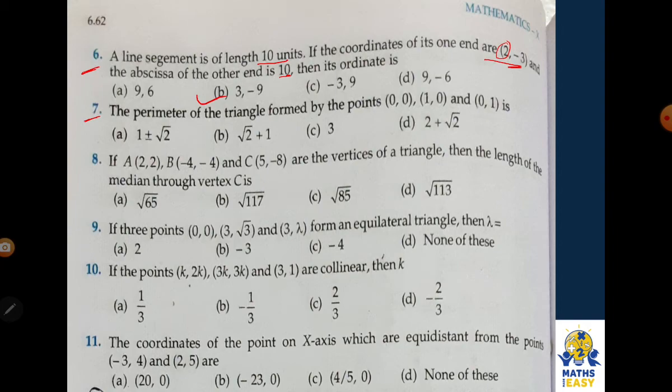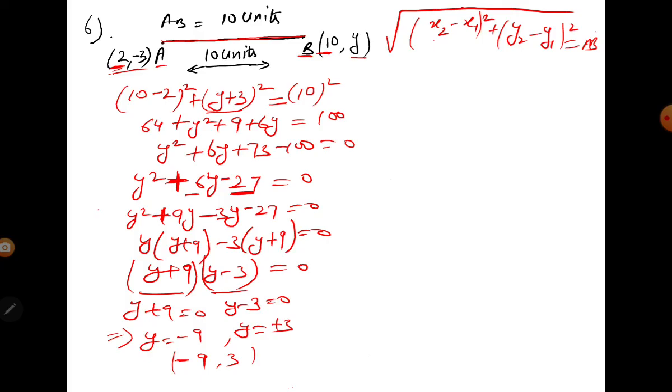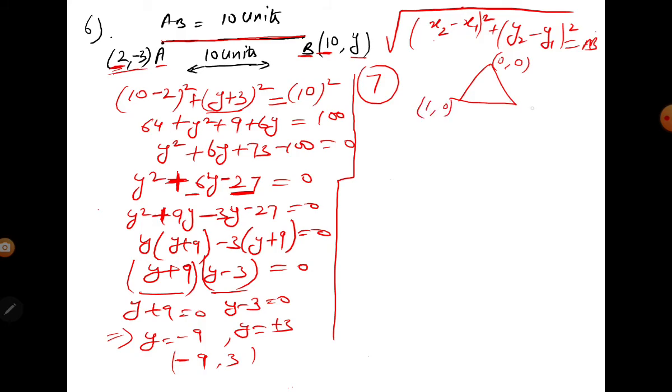The perimeter of the triangle formed by the points this, this and this is what? You have to find the perimeter. Now what is given? We are given 3 points. So we'll make a rough diagram. Here we have 3 coordinates: 0, 0. The other one is 1, 0. The third one is 0, 1. Okay. We have to find the perimeter. So this is A, B, C.